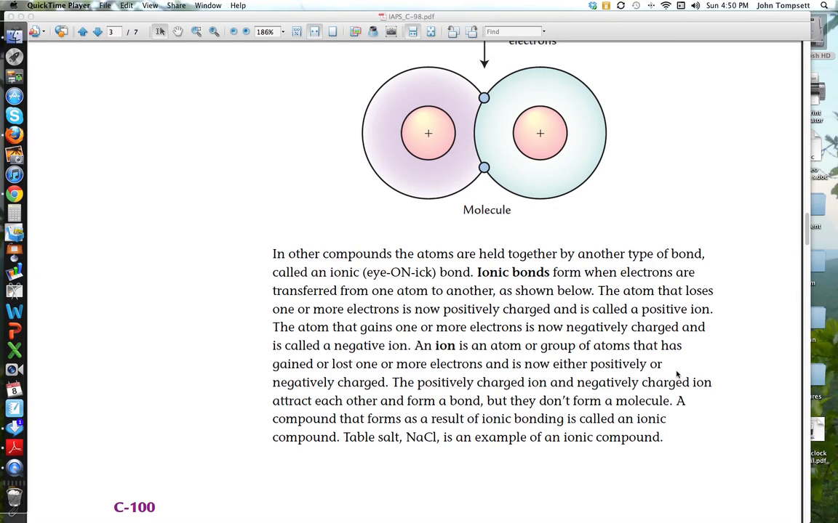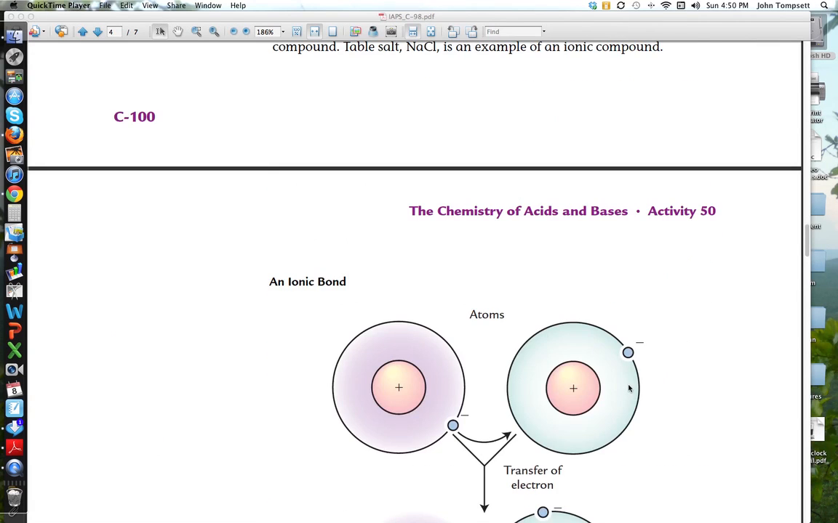The positively charged ion and negatively charged ion attract each other and form a bond, but they don't form a molecule. A compound that forms as a result of ionic bonding is called an ionic compound. Table salt, NaCl, or sodium chloride, is an example of an ionic compound. Now remember, you can push the pause button anytime you want to get these notes down in your notebook. Scrolling down to the next page.